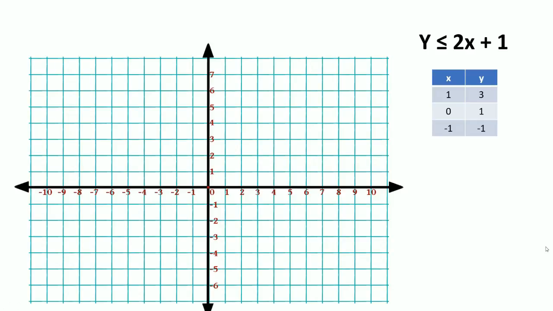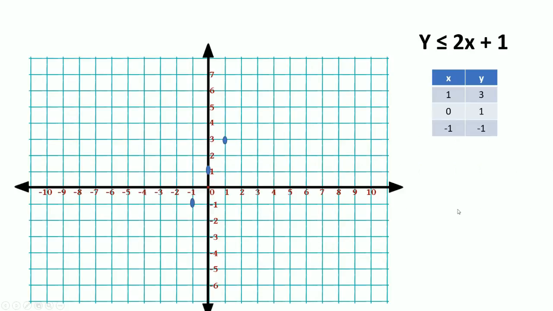The values for x that I'll choose, and then the values for y that are the result. So if I pick 1 for x, for instance, and plug it in, I would get y is equal to 2 plus 1, or 3. If I select 0 for x, I get y is equal to 0 plus 1, or 1. Negative 1 for x would give me negative 2 plus 1, which is negative 1. And then that gives me 3 points, and I am now going to plot them on my graph.